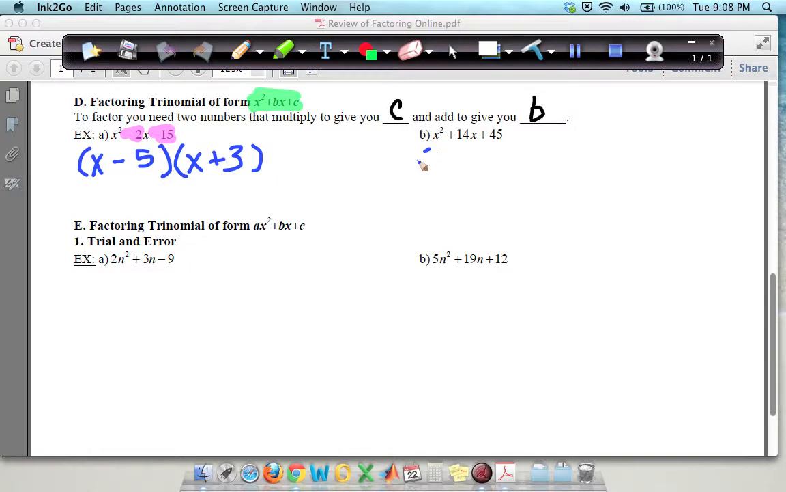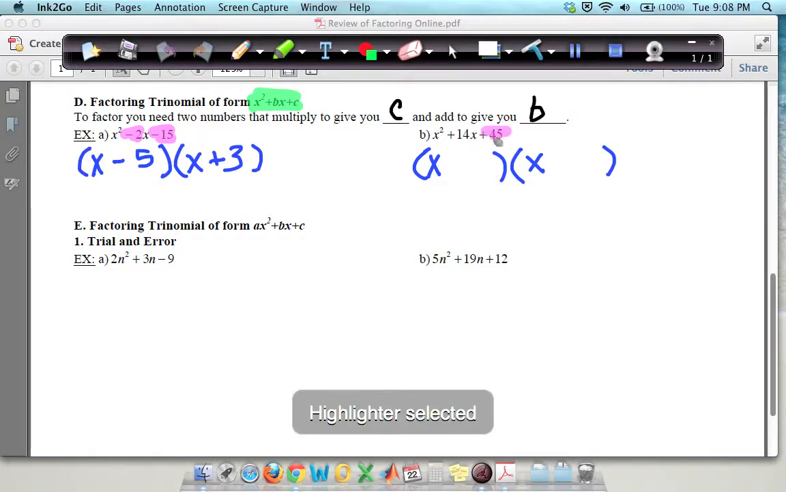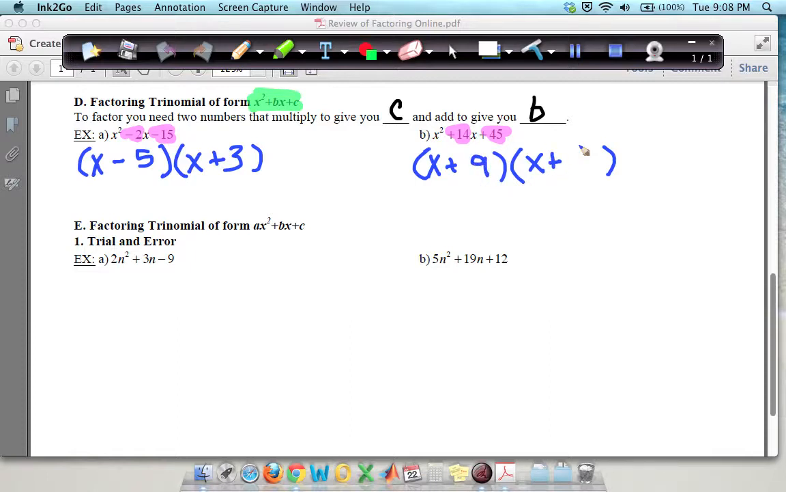Okay, so let's do the same thing with b. Draw your two sets of parentheses. Start with the first term. So we have x squared. That would be x and x. And then again, you're looking for two numbers that multiply to be 45 and add to be 14. So I have two positive numbers here, means these are both positive. And this is 9 and 5. 9 times 5 is 45, and 9 plus 5 is 14. So that's factored.